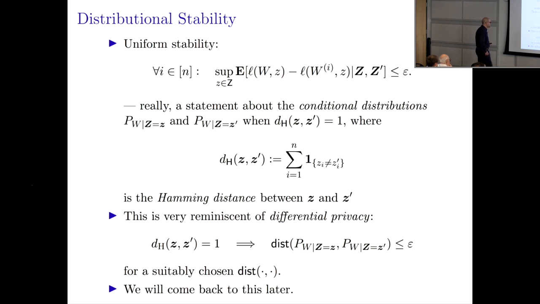This is very reminiscent of differential privacy. There are as many notions of differential privacy as there are notions of stability: the original differential privacy, concentrated differential privacy, Rényi differential privacy, local differential privacy, you name it. But all of these really amount to saying I have some algorithm, some randomized mapping from a product space into some other space, and I'm looking at the Lipschitz continuity of that mapping with respect to the Hamming distance, which is a very coarse metric. You're just counting the number of coordinates in which Z and Z prime differ. But we'll come back to differential privacy later.